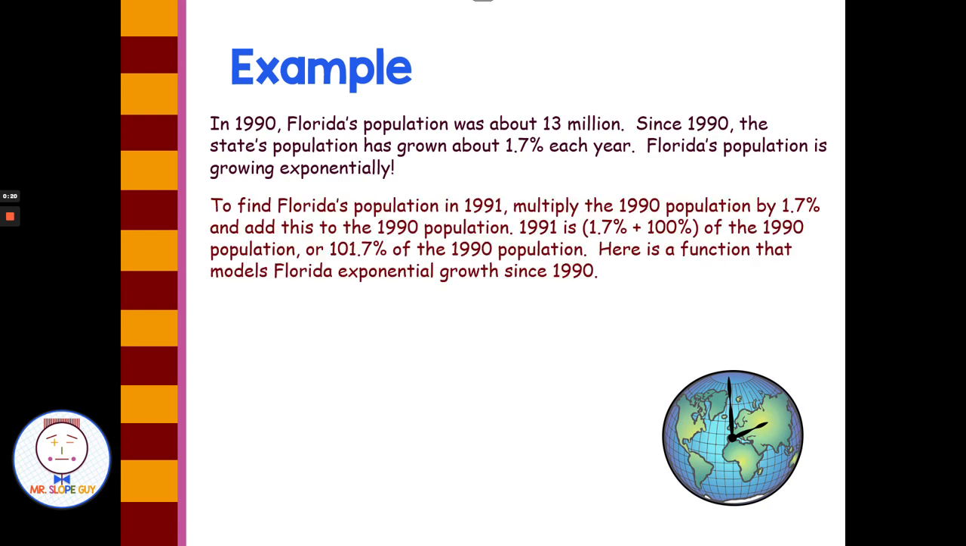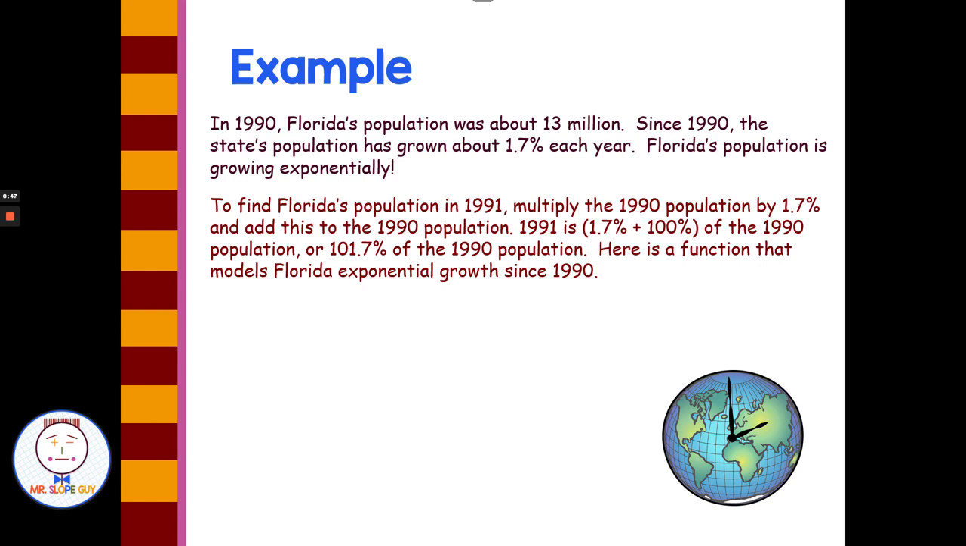To find Florida's population in 91, multiply the 1990 population by 1.7% and add this to the 1990 population. So 1991 is 1.7% plus the 100% of the 1990 population, or a combined 101.7% of the 1990 population.